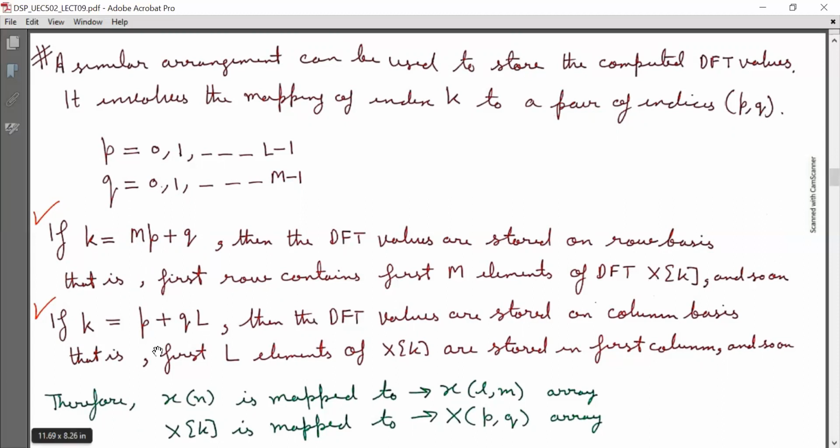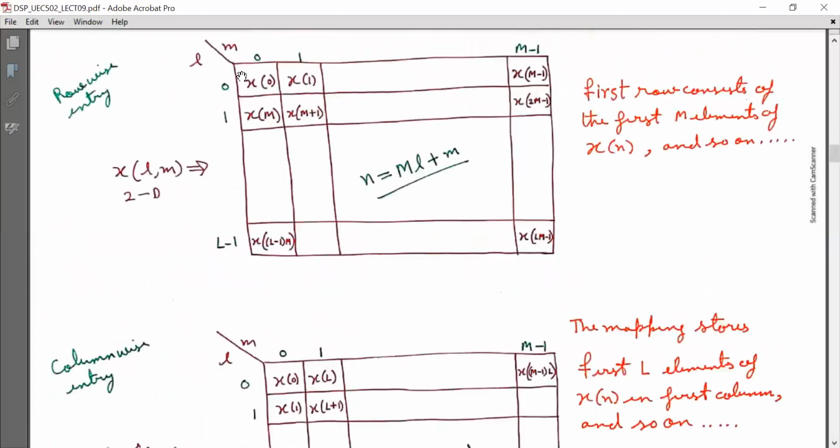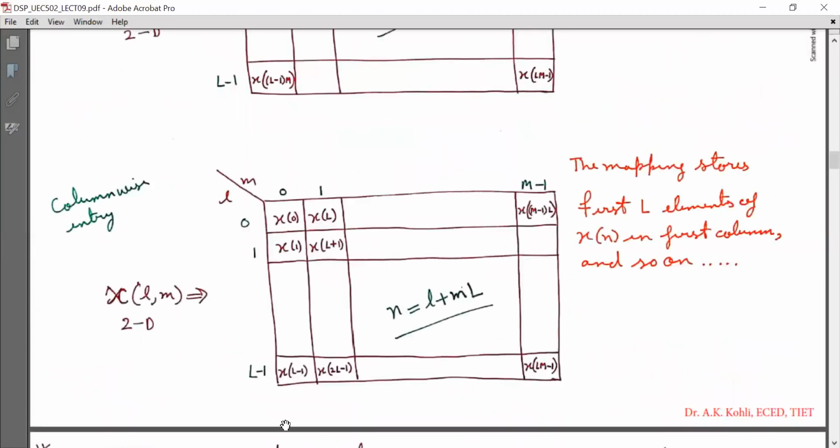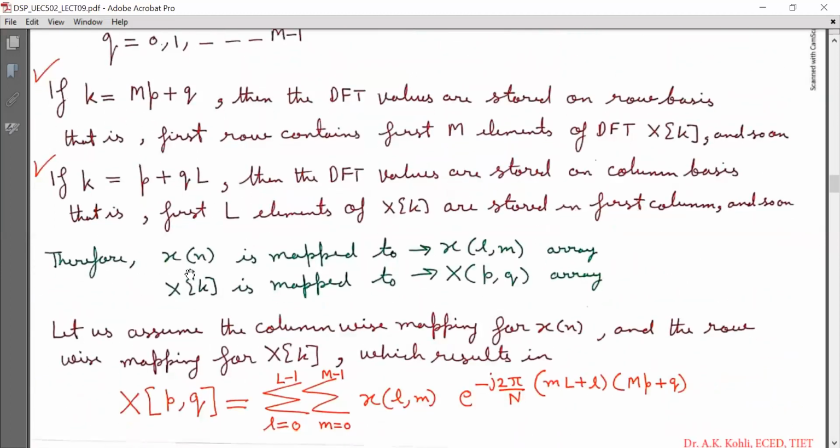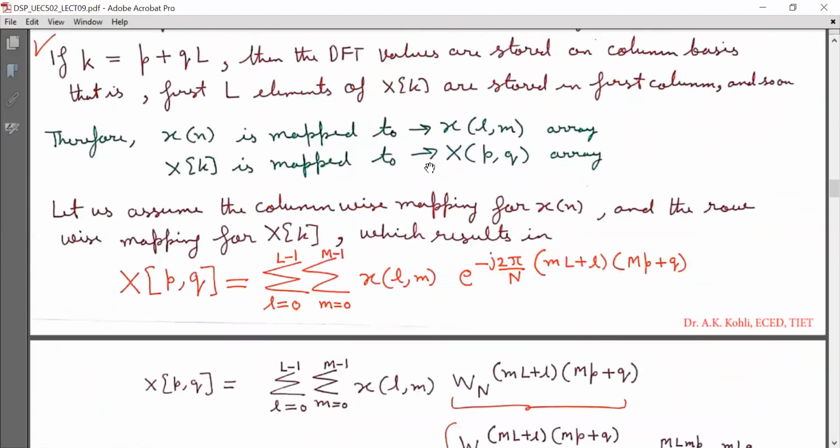If k is equal to p plus qL, then the DFT values are stored on a column by column basis. That is, the first L elements of X(k) are stored in the first column, and so on. Here is the row wise entry, where capital X(k) will be there. Here is the column wise entry, and the indices will change to p, q. Therefore x(n) is mapped to the small x(l,m) array, and capital X(k) is mapped to the capital X(p,q) array. This is a 2D array.